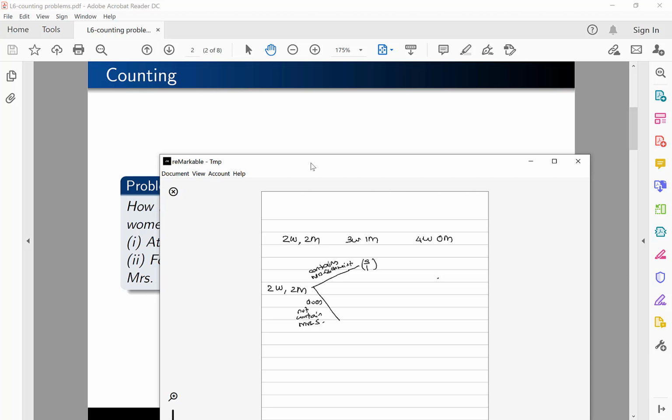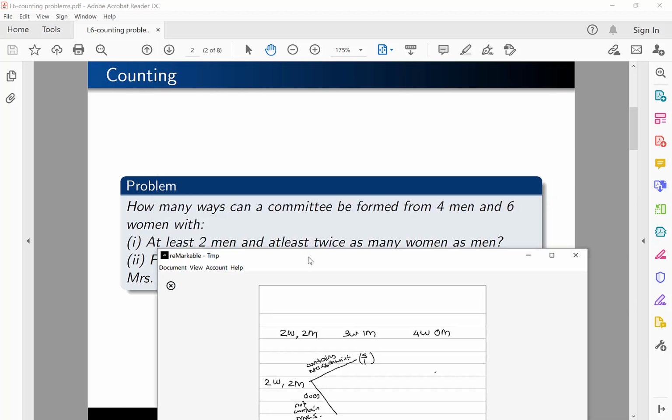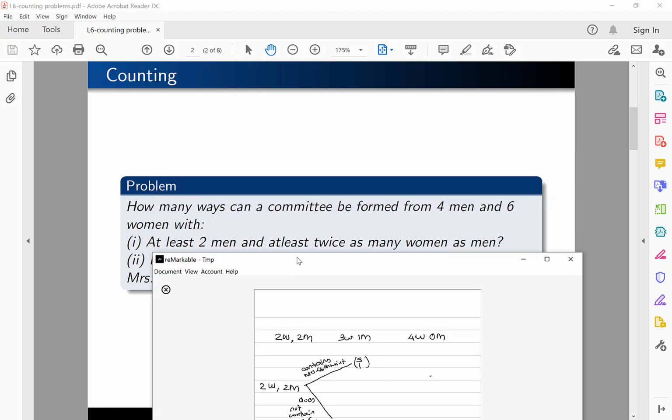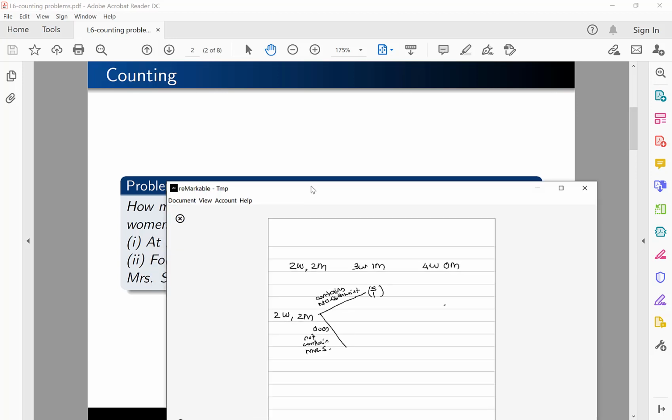That's 5 choose 1. And if this contains Mrs. Schmidt, remember that Mr. Schmidt will not be included. So we had 4 men, but now we have to exclude Mr. Schmidt from this list of 4 men. So now we have only 3 men to choose from, and we are choosing 2 men out of 3. So that's 3 choose 2.